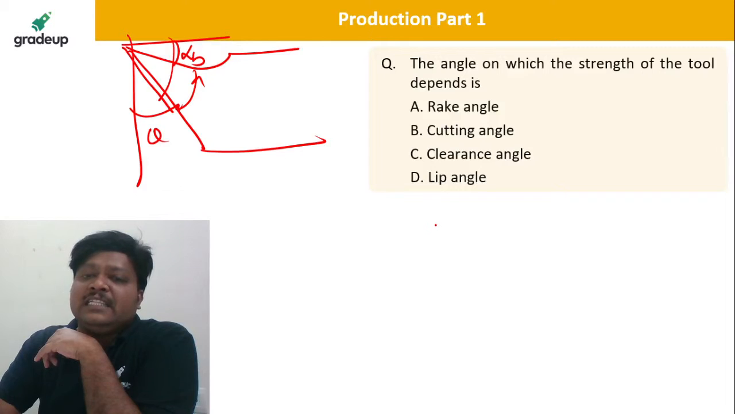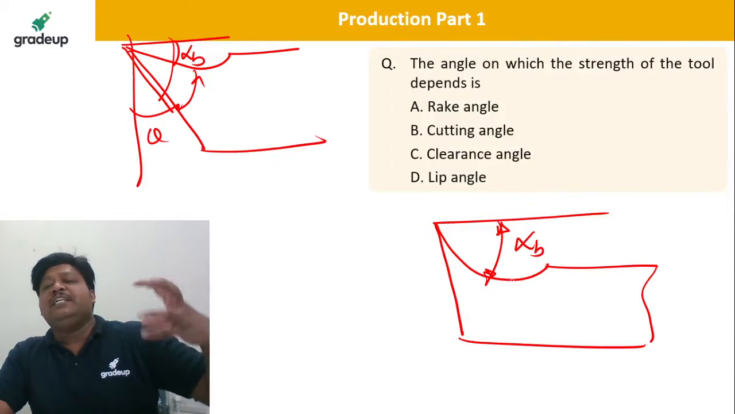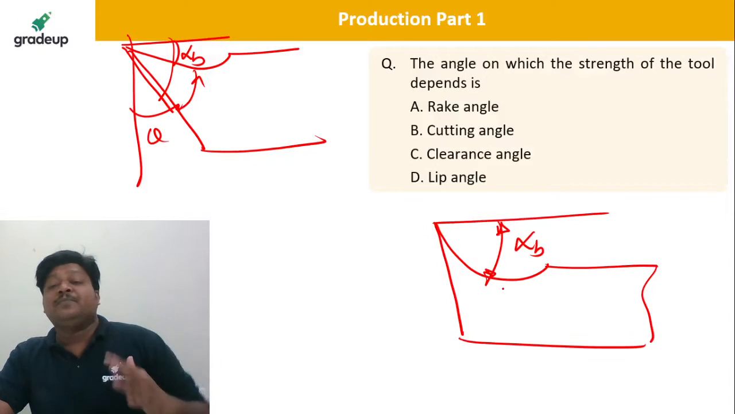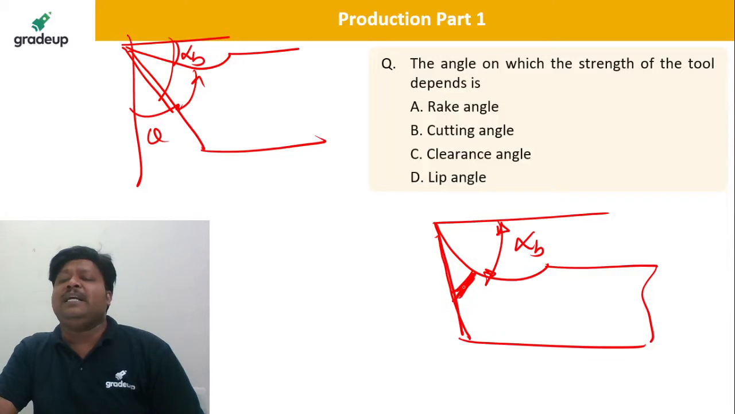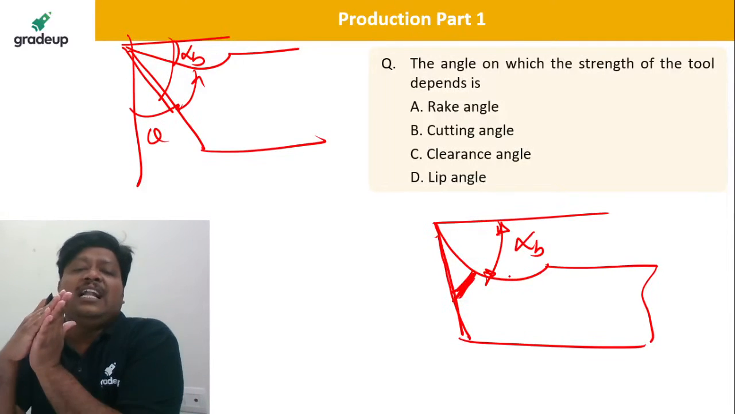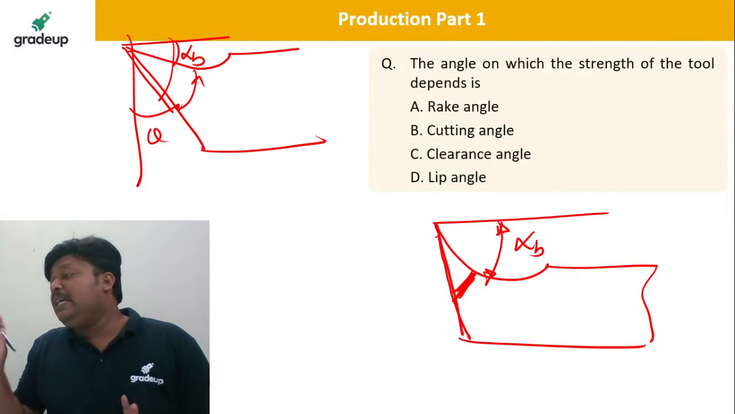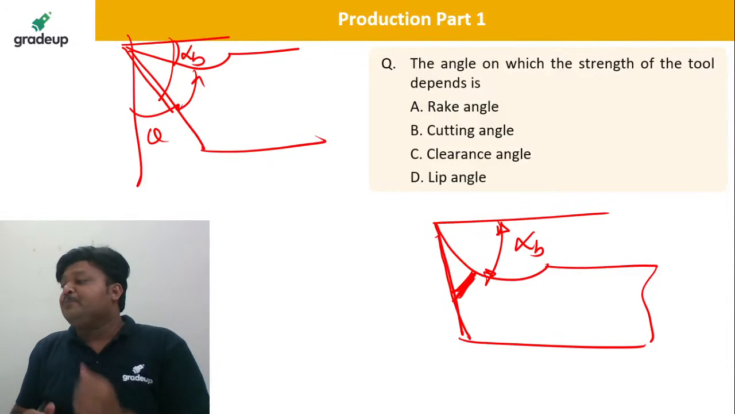Please remember dear, this rake angle is very important. This rake angle alpha. If you go on increasing alpha, definitely the tool becomes weaker. The load carrying capacity definitely goes on decreasing. And of course, if alpha increases, this lip angle is affected. It becomes very small, and the tool becomes weak. So tell me what is correct? Not the lip angle that decides. It is the rake angle, dear.